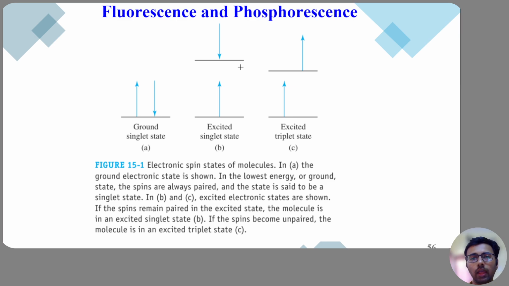Now consider excitation. When a molecule absorbs a photon, an electron is promoted to a higher orbital. If the electron retains its original spin orientation, the spins remain paired. This produces an excited singlet state. However, if the electron spin flips, the spins become parallel and unpaired. The molecule then occupies the excited triplet state.